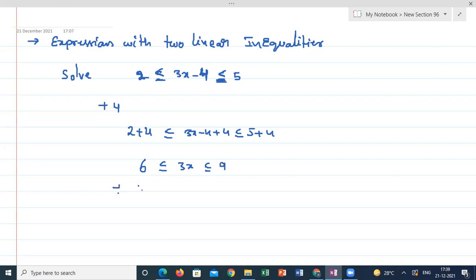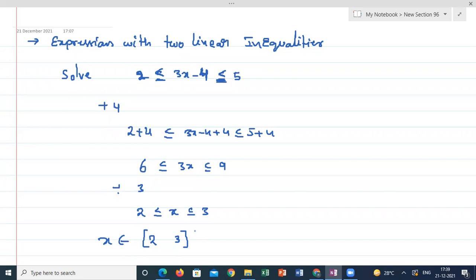Divide with 3. So 6 by 3 is 2, less than or equal to 3x by 3 is x, less than or equal to 9 by 3 is 3. So the solution set is 2 less than or equal to x less than or equal to 3. So x belongs to closed interval 2, 3. This is how we can solve an expression with two linear inequalities.